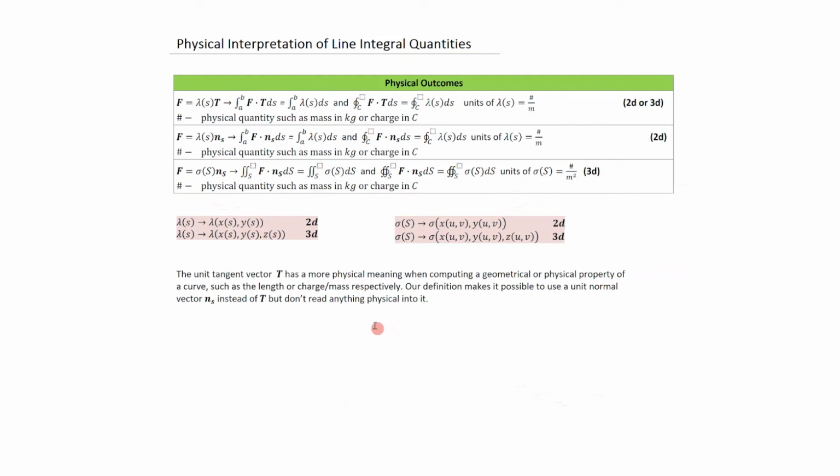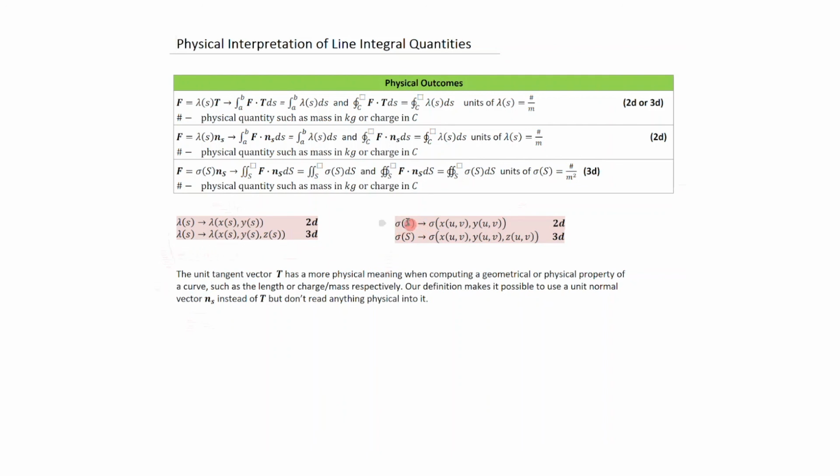Okay, so this is just a summary in terms of what's physical, what's not physical. And just nomenclature here, lambda of s is a short form, which says we're basically evaluating what the mass density is, or charge density, whatever the application, at every physical point along the curve, and every point on a 2D curve has an x and a y position. And for a 3D curve, then there'll be also a z position.